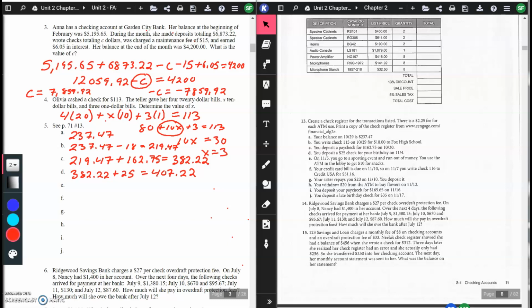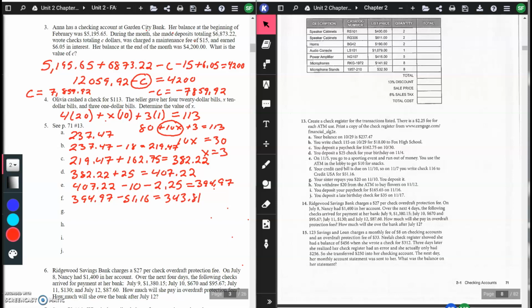Part E, on 11/5 you go to a sporting event, run out of money, use the ATM in the lobby to get $10 for snacks. Okay, so we got $407.22 minus $10, also minus $2.25 for your fee, which it listed in that problem. Okay, which is your new total of $394.97. Okay, so you're just keeping a running total. F, your credit card bill is due, so you write a check for $51.16. So you're going to take your $394.97 minus $51.16 gives you a new total of $343.81.